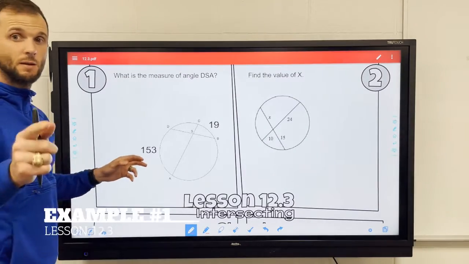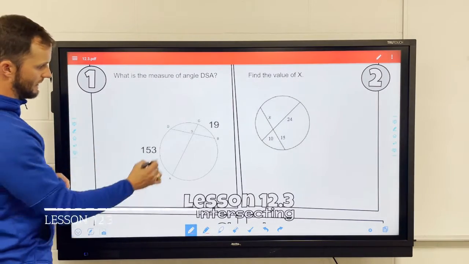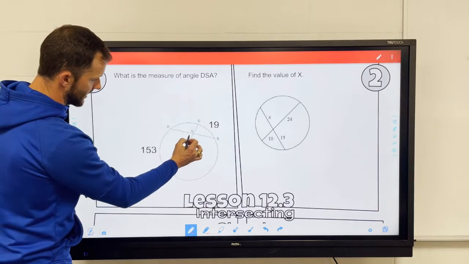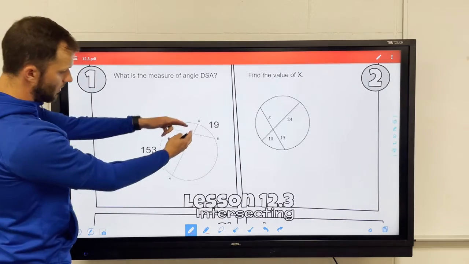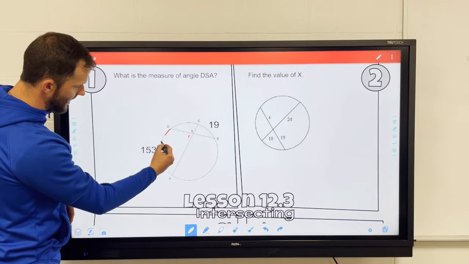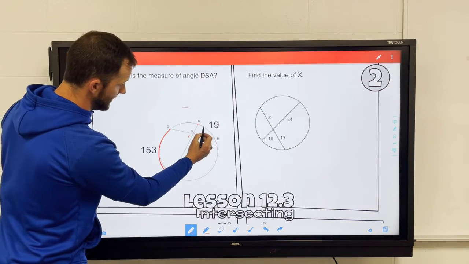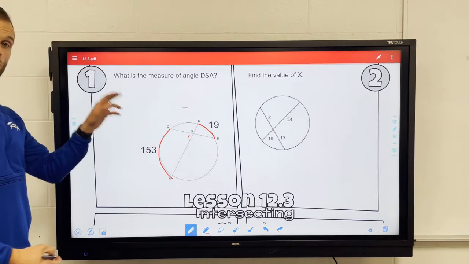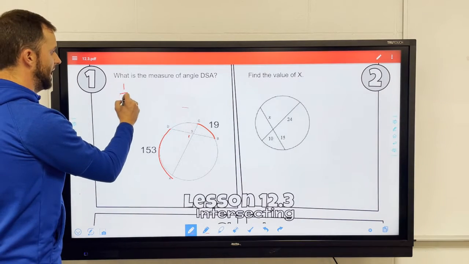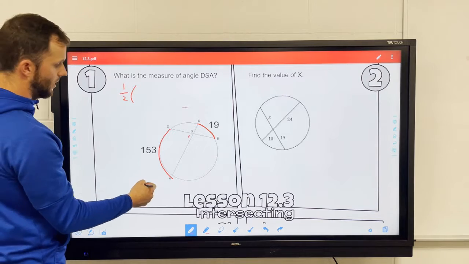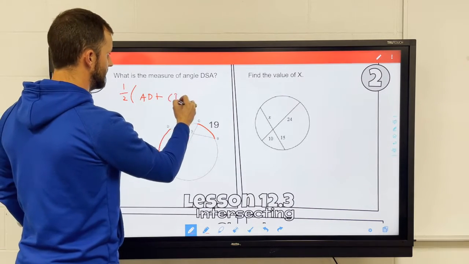All right, so looking at example number 1, it's asking what is the measure of angle DSA. So it looks like I need to find this angle right here. Okay, that angle opens up to DA, and on the other side of that, that angle opens up to CB right here. So those are going to be my two intercepted arcs. I know to find this, I have to take 1/2 the measure of those two arcs. So I'm going to do AD plus CB here.